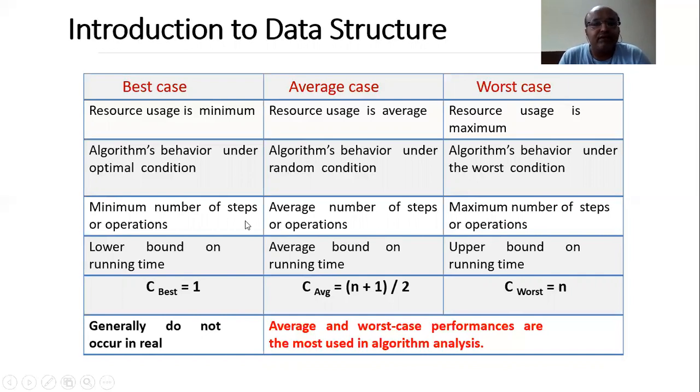Now in the best case, we have a minimum number of steps or operations, while in the average case, the number of steps or operations is average. In the worst case, the maximum number of steps or operations will be there. Obviously, your best case indicates a lower bound on running time, that is, the minimum time. The average case indicates an average bound on running time, and the worst case indicates an upper bound.